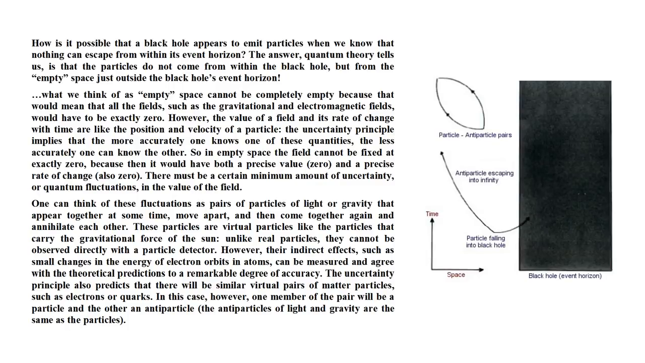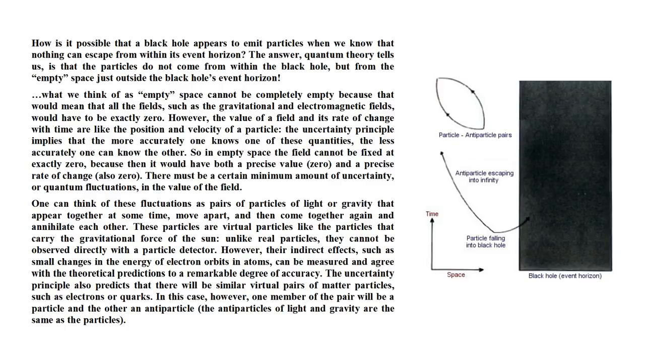Okay. And this is what he also says in A Brief History of Time. And it's important to listen to this part. It's a little lengthy, but bear with me, because you're going to get the idea where he gets all his ideas. How is it possible that a black hole appears to emit particles when we know that nothing can escape from within its event horizon? Yeah, good question. Maybe he can explain how that happens, okay?